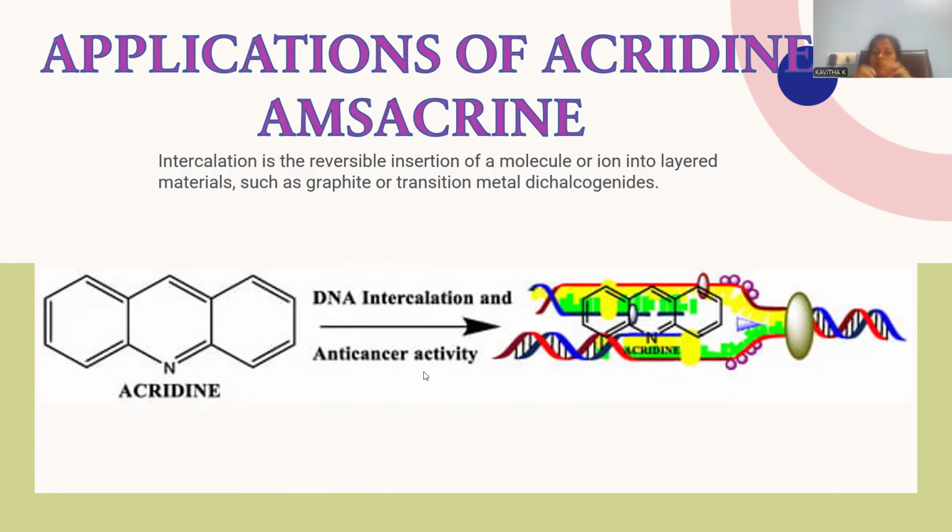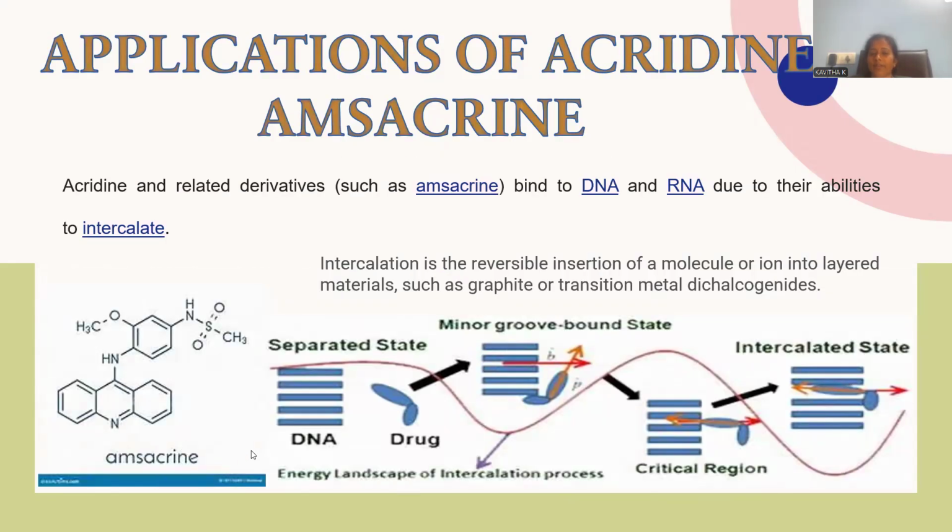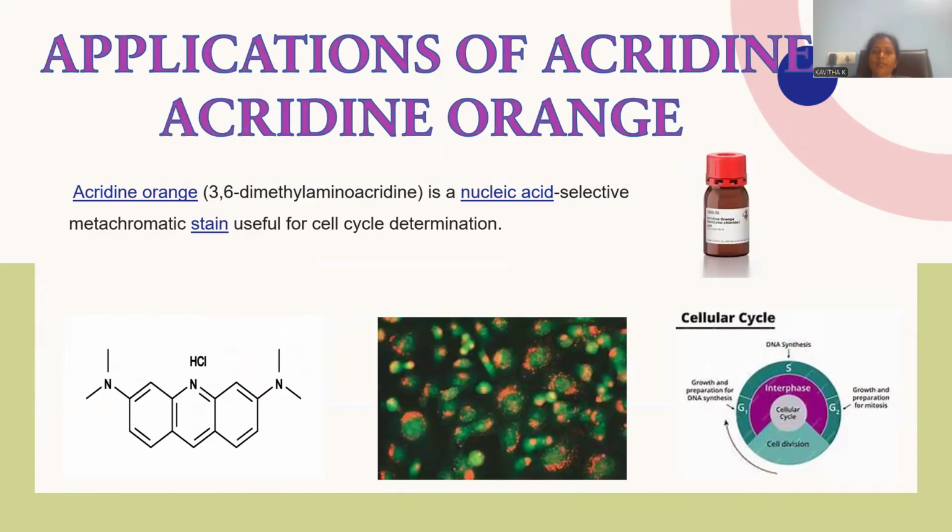Whenever cancer cells are replicating multiple times, what happens? This acridine is going to work upon the DNA of those particular cells which are propagating in an uncontrollable way. So that DNA regulation is successfully accomplished by this acridine molecule called amsacrine. Amsacrine is a very potent anti-cancer agent because of its intercalation property. It will fix upon the DNA and regulate its activity.